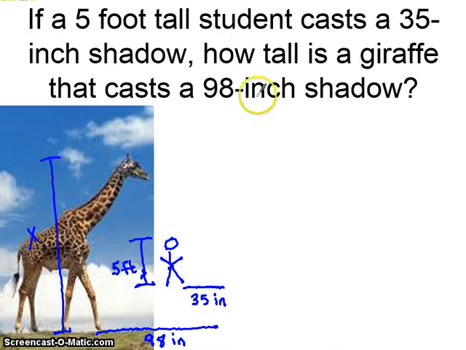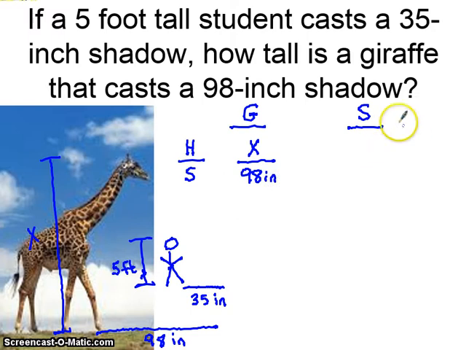So we can write two ratios, one for the giraffe and one for the student. For both the giraffe and the student, we can start thinking about the height and the shadow. The giraffe's height is unknown, so we'll use a variable, and the giraffe's shadow is 98 inches. The student's height is 5 feet, and the student's shadow is 35 inches.